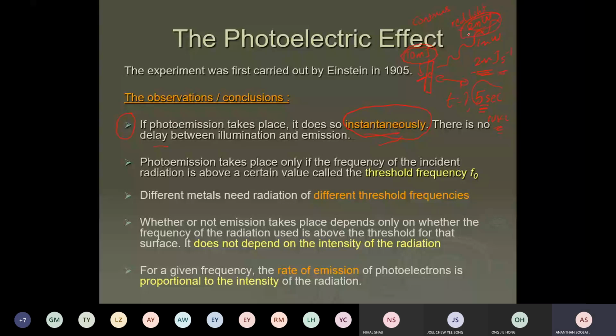This is the first outcome against the wave idea. If light is a wave, the energy must be continuous. If energy is continuous, it means the electron coming out must have a delay, but there is no delay, it is instantaneous. Okay, this is the first outcome against wave theory.